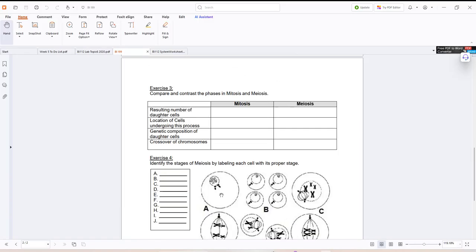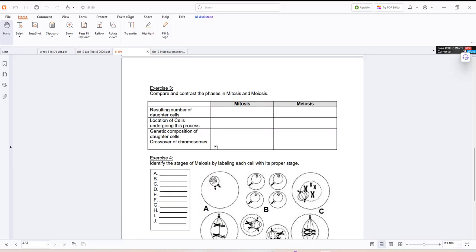Moving into exercise 3, we're comparing and contrasting mitosis and meiosis. So this is fairly self-explanatory. For the first question, it should just be a number. So how many daughter cells? For the second question, the location of the cells. So where are they located in the body? Think about what type of cells undergo mitosis versus meiosis. The genetic composition of the daughter cells: are they identical to the parent, or are they genetically unique from the parent? And then does crossing over occur?